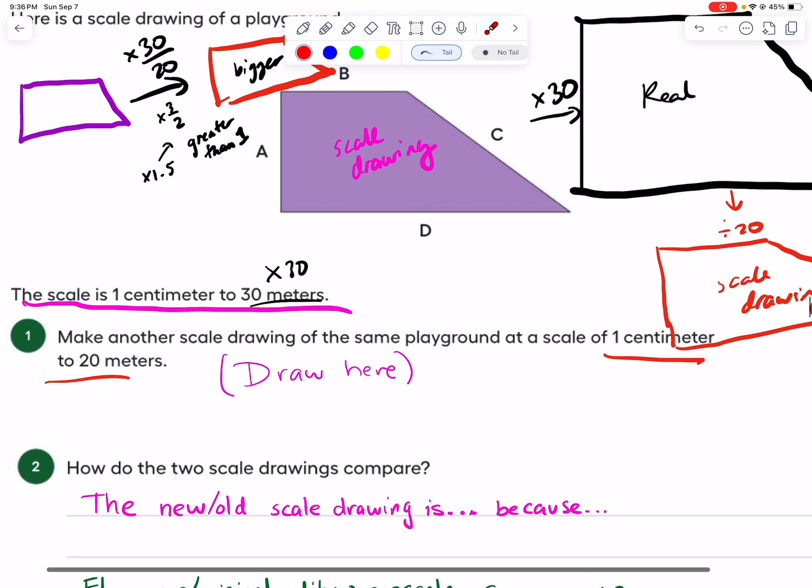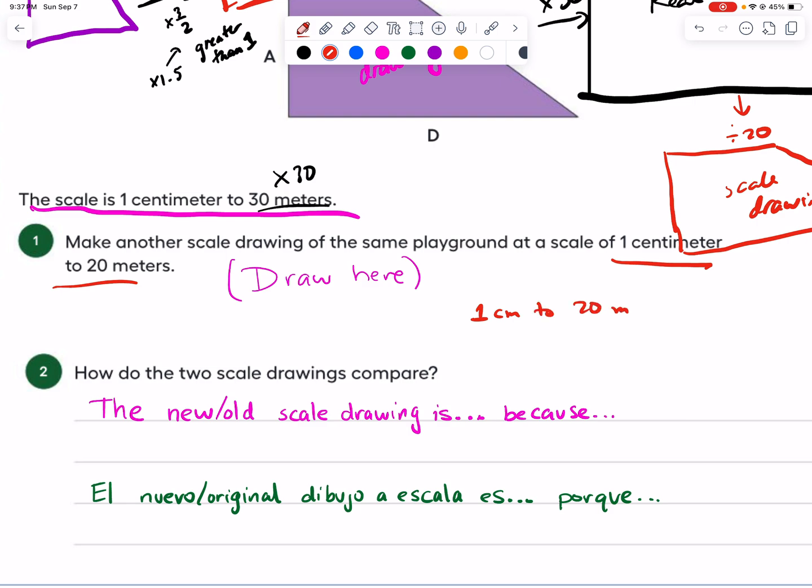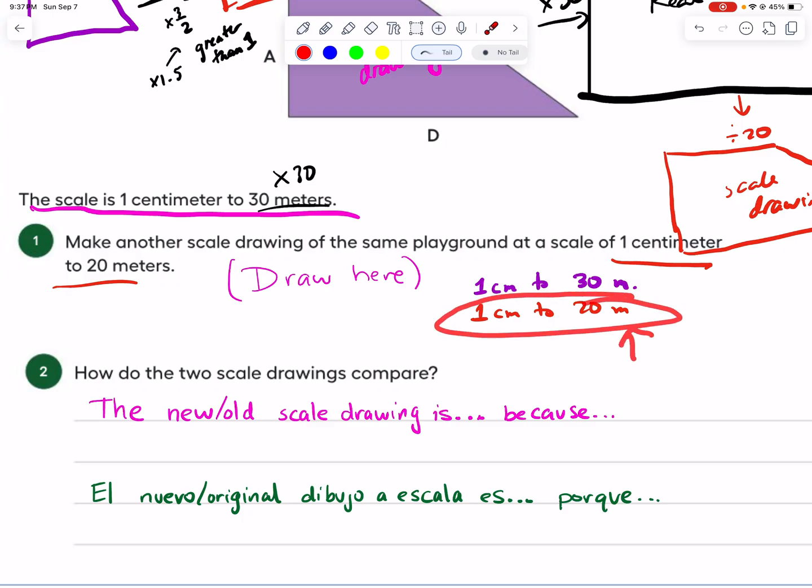But yeah, that's one way to do it. But here's another way. So the idea is that we're going to use 1 centimeter to 20 meters. And then let's make it purple. 1 centimeter to 30 meters. So the idea is that we want to make a new scale drawing using this one. And what we can do is turn this one to have 30 meters.